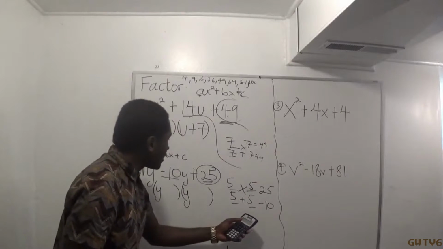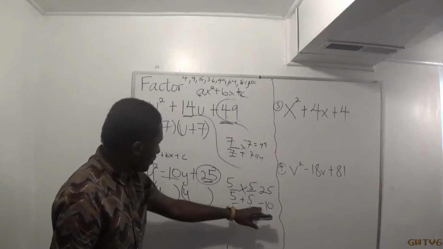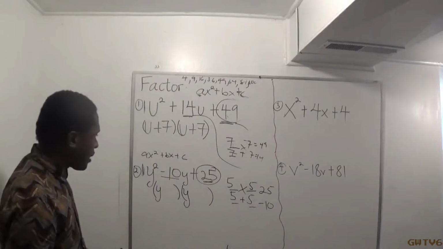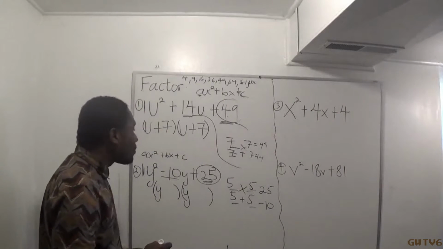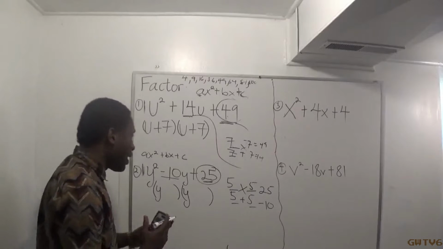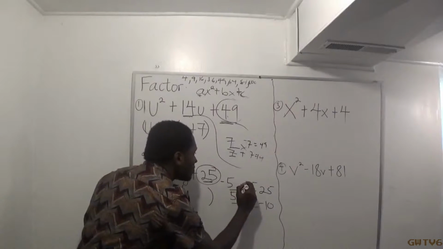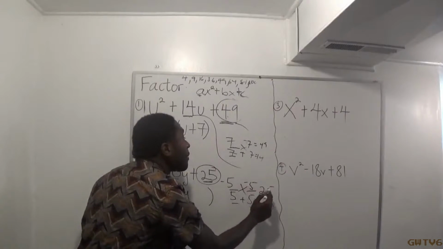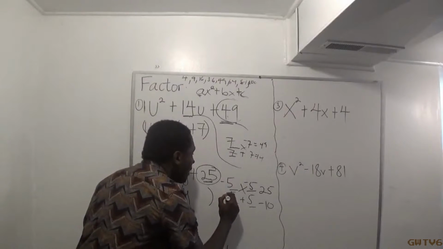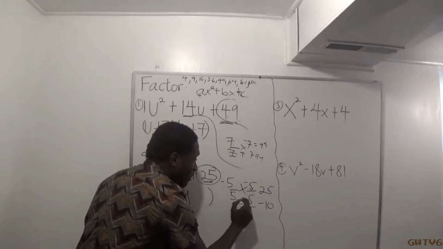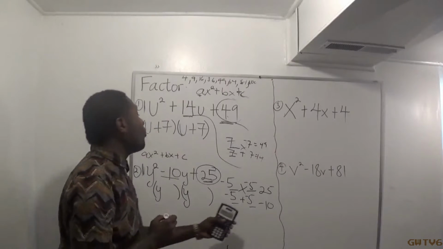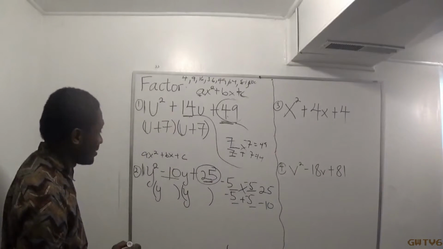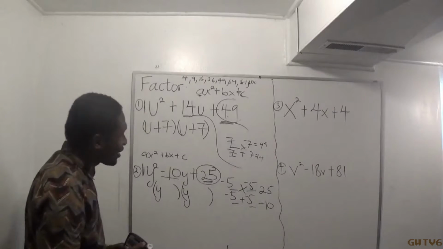That is positive 10. But wait a minute. I want a negative 10, not a positive 10. So what about I change the signs to see what happens? What about negative 5 times negative 5? Negative times negative is a positive 25. I have to use the same number, so negative 5 plus negative 5 is what? Oh, now I have negative 10. So I just have to change the signs, okay?